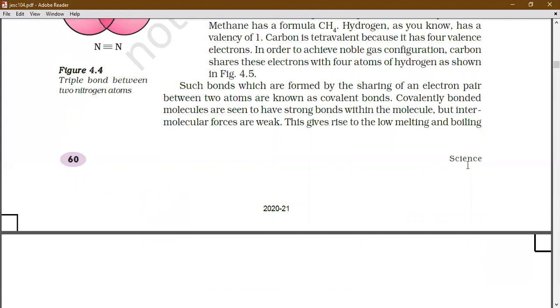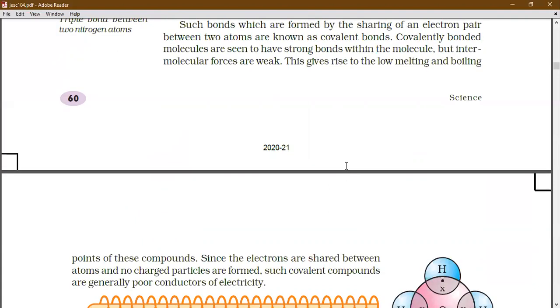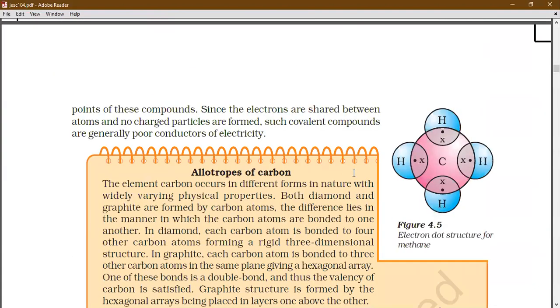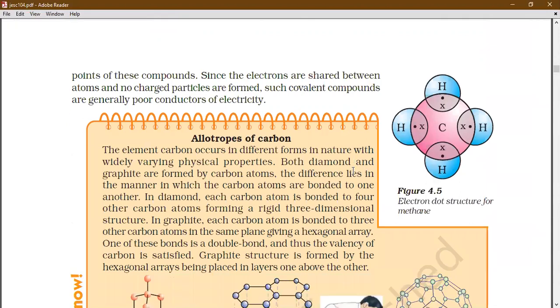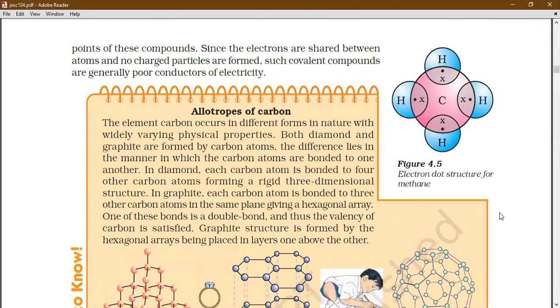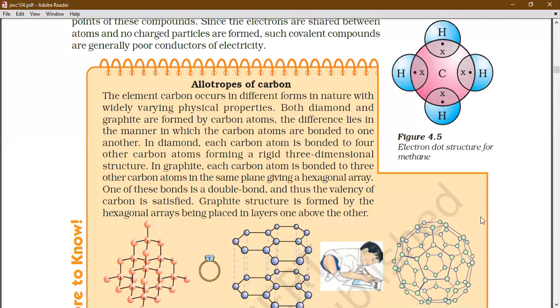Covalently bonded molecules are seen to have strong bonds within the molecule, but intermolecular forces are weak. This gives rise to the low melting and boiling points of these compounds. Since the electrons are shared between the atoms and no charged particles are formed, such covalent compounds are generally poor conductors of electricity.